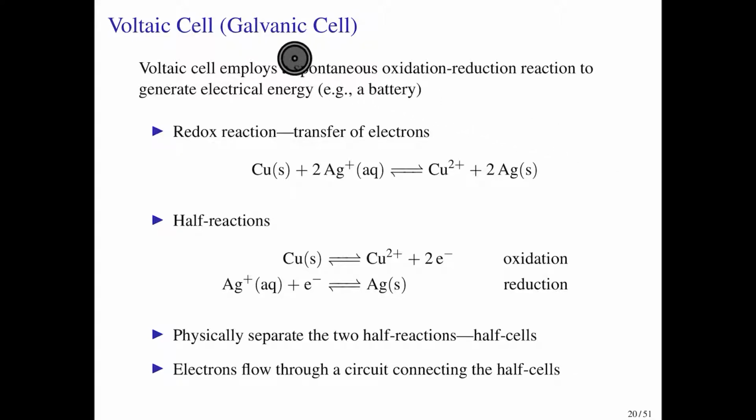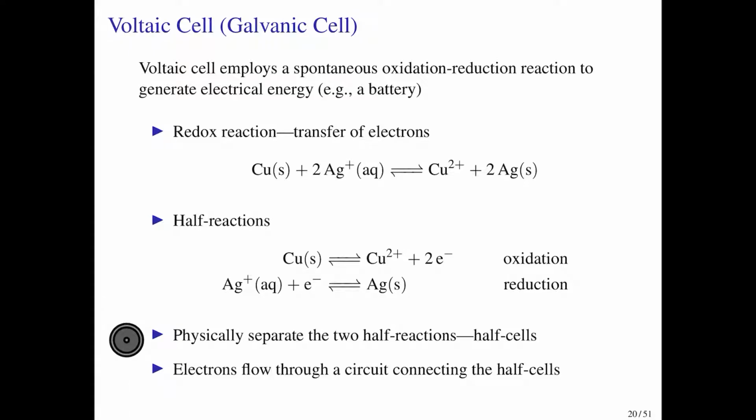As I said before, they employ a spontaneous redox reaction to generate electrical energy. Here's an example of a redox reaction. You've got copper metal reacting with silver ion. The copper is oxidized, so the copper gives up electrons. Those electrons are given to the silver plus, which is then reduced to metallic silver. Down below here I've written the two half reactions for this redox process.